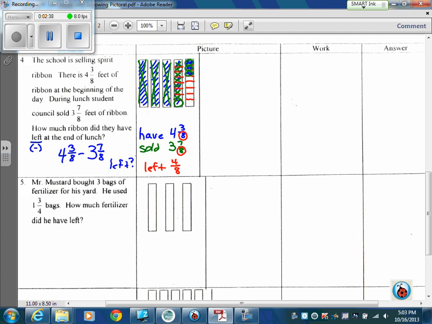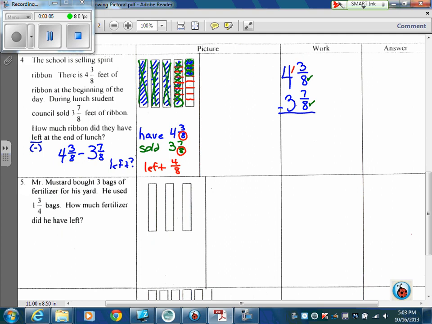Okay, so let's look at the work to see if it matches. Again, I'm going to start off with what I have. I have 4 3/8, and I sold 3 7/8. We're looking for what's left, so that's subtraction. The first thing I want to look at is my common denominator. Is it the same? Yes. Then I'm going to subtract 3 minus 7. Well, I can't subtract 7 from 3. I don't have enough, so I have to borrow.